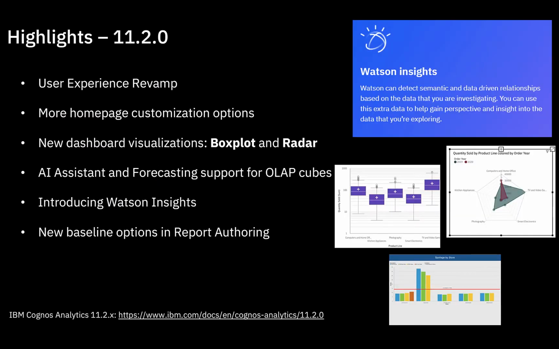Earlier this year, IBM Cognos Analytics 11.2.0 was released, with the main change being in the user interface. This is because we adopted the Carbon framework, which is IBM's open-source design system for digital products and experiences. With each new release, we are always looking to add new visualizations, and this is what we did with 11.2. Further to users' requests, we added two new dashboard visualizations, the box plots and radars. We also performed some work in our AI assistant and the forecasting capability, so we now support all app sources. Therefore now, you are able to use the AI assistant with your Planning Analytics and Power Cubes.